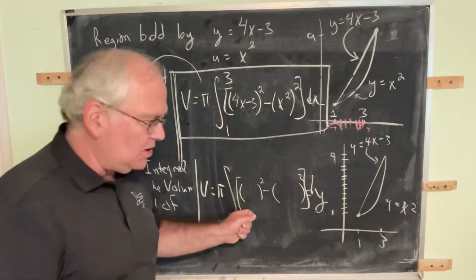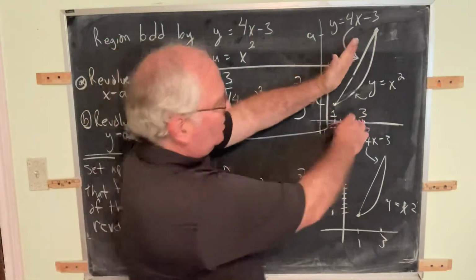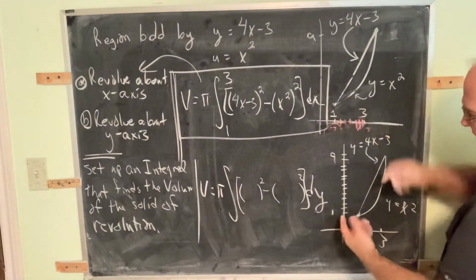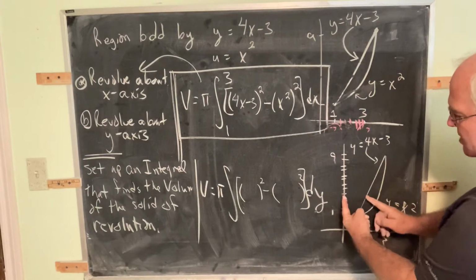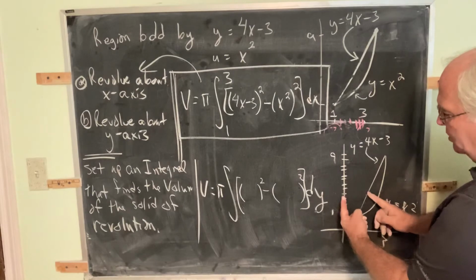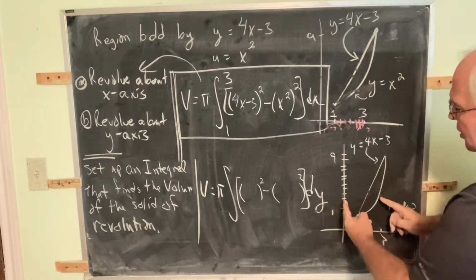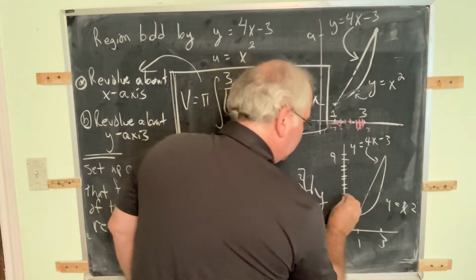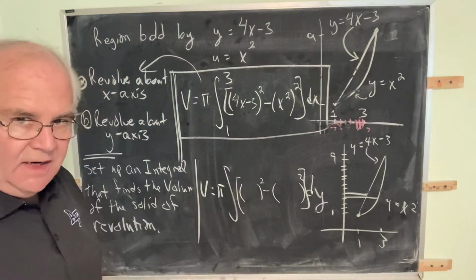When we rotate along the horizontal axis, the outer is the top and the inner is the bottom. But notice when we rotate about this vertical axis, the outer radius is the rightmost. The inner radius is the leftmost. Larger distance minus smaller distance. It's larger radius squared minus smaller radius squared. Right minus left, just like it was top minus bottom. And so the parabola now corresponds to the larger radius. The line now corresponds to the smaller or the inner radius.